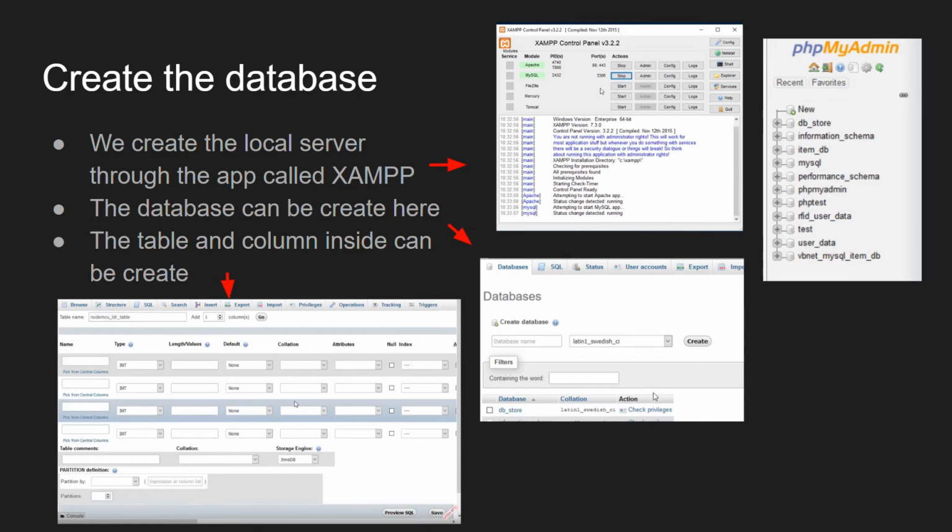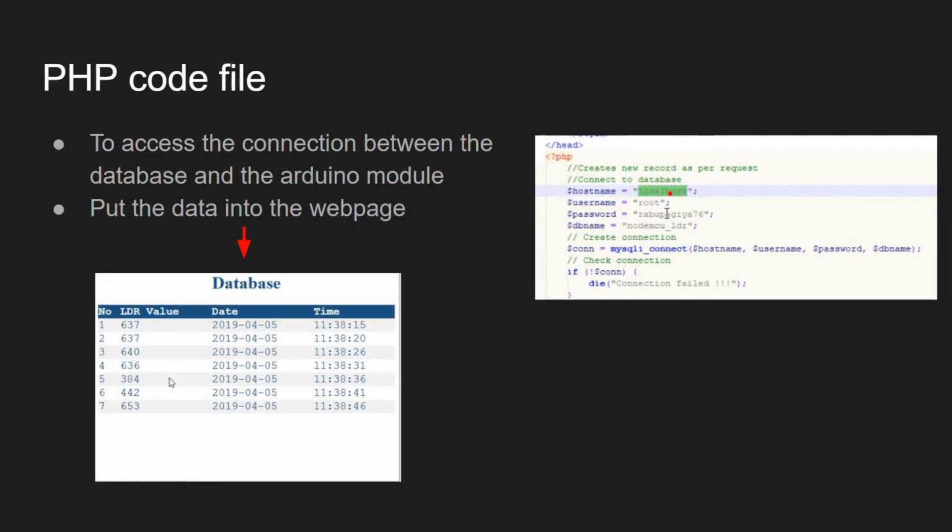The difficult part, I think, is how to connect the database and the website and the Wi-Fi module and the Arduino. And next, we have to create the PHP code file to make the database output. We have to access the connection between the database and the Arduino module. Just like the code I have shown on the right hand side, there is some name or password needed, and finally the database will show.